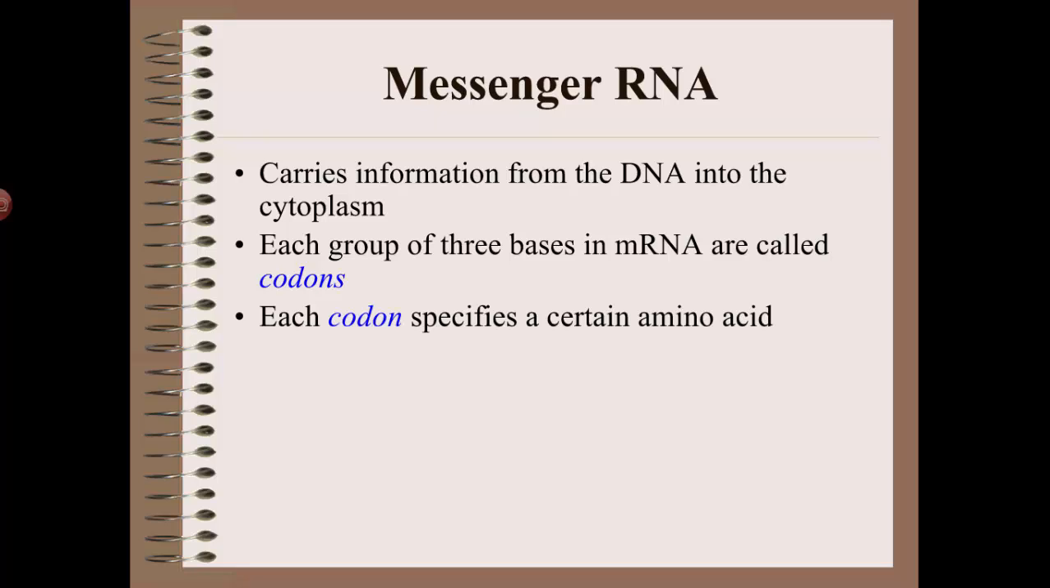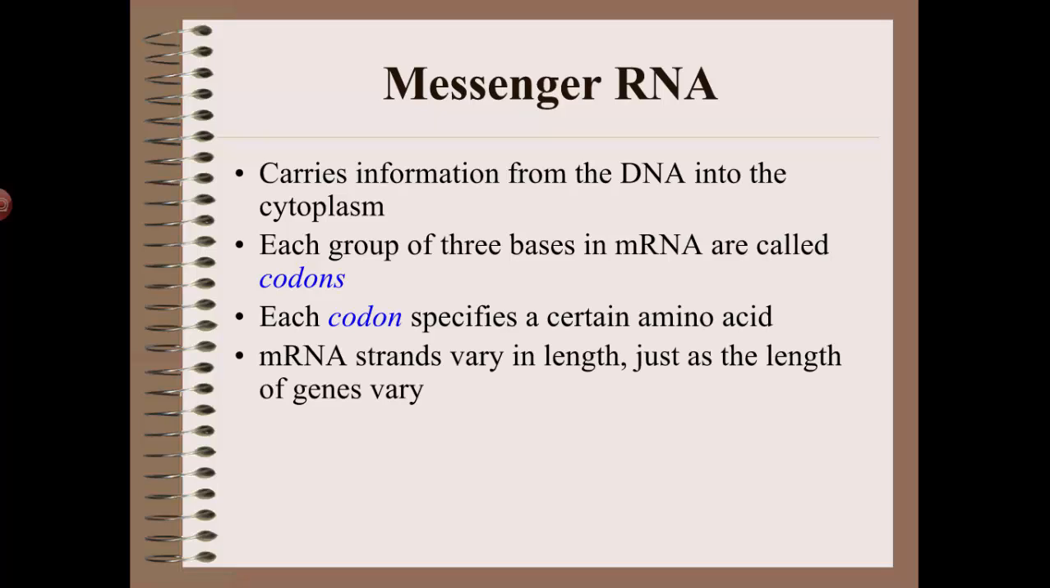Each codon, each word, specifies a certain amino acid to be placed into a protein. So that means that the number and sequence of those bases in the RNA specifies a specific number and sequence of amino acids that make up the proteins. That's how it works.